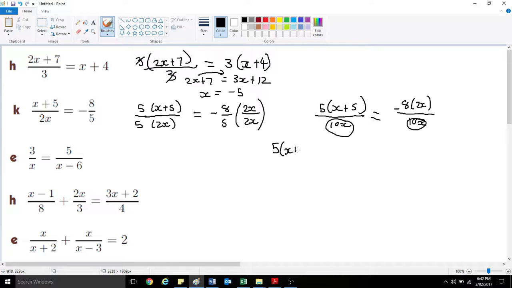So we get 5 times x plus 5, which is going to be 5x plus 25, is equal to minus 16x. Alright, so we're going to move this 16x over this side. So we're going to add 16x to both sides. We're going to have 21x equals minus 25. So x is equal to minus 25 on top of 21.